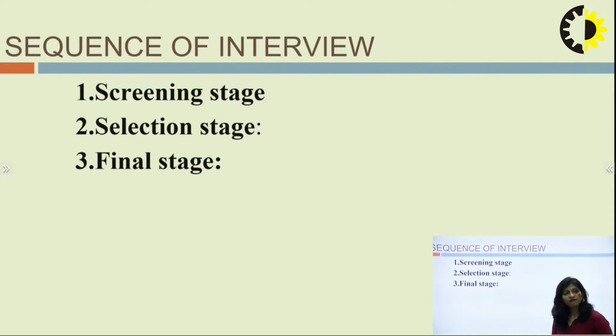Then the last one is called the final stage. Some organizations also conduct this interview for final evaluation of the candidate, and the candidate has to face some high-ranking officers during this stage. These high-ranking officers ask certain questions of the candidate, and then they take the final decision whether he may receive a job offer or not. The final decision is conveyed either on the spot or through an email.